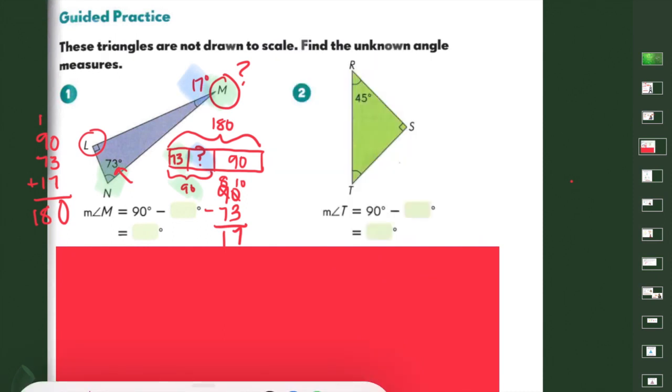All right, your turn to try number 2 on your own. Will you find the missing angle T, knowing that this is a right triangle, using that knowledge of what we know about right triangles, find the missing angle T.